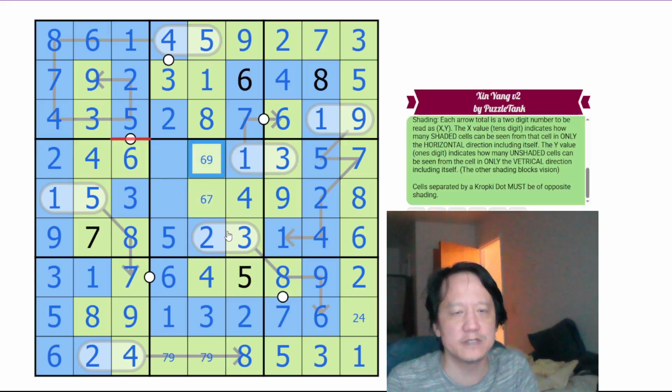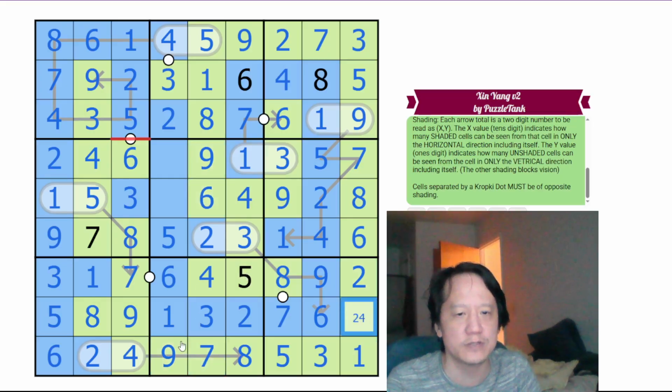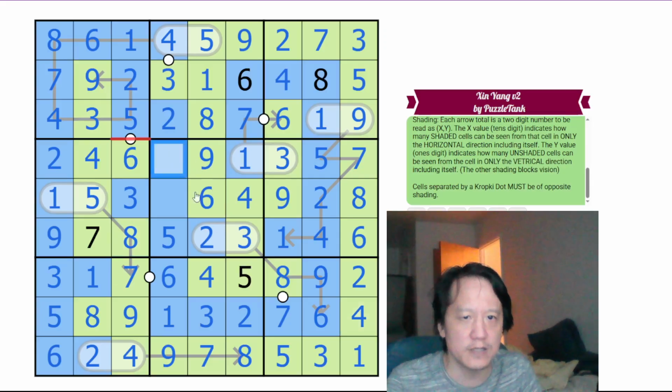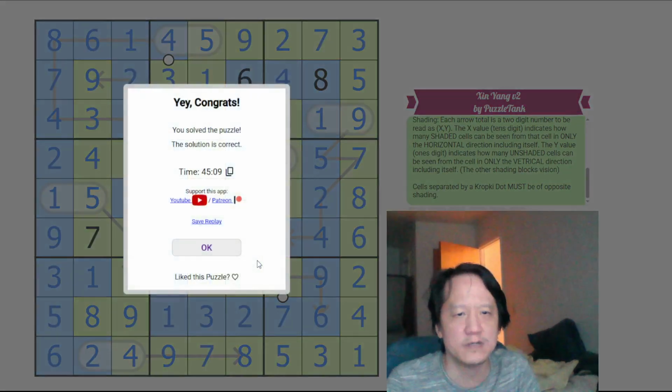6 eliminates 6 here, so it's 9, which eliminates 9 here, so it's 7 and 9. 7 eliminates 7 here, so it's 6. 2 eliminates 2 here, so it's 4. That leaves this as an 8. And this as a 7.